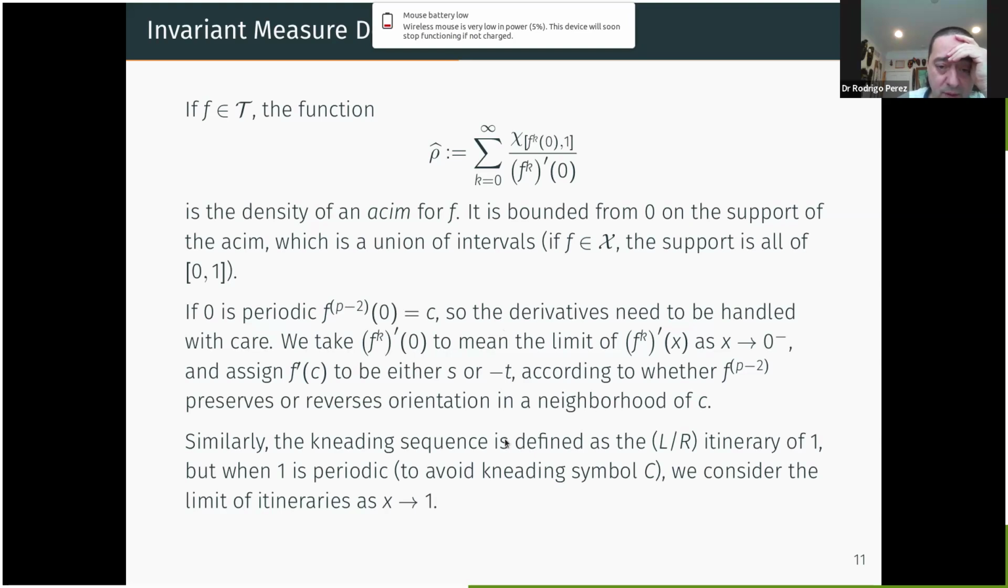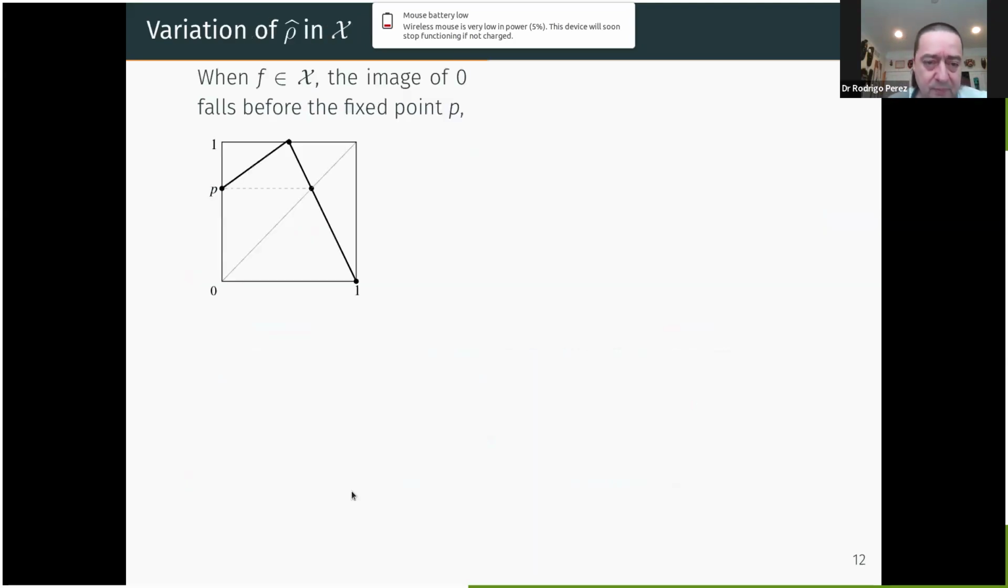But once we define those derivatives, we have a clearly defined kneading sequence with left and right itineraries. And in order to define the itineraries, you just have to take the corresponding limits. Okay. So we have a nicely defined kneading theory.